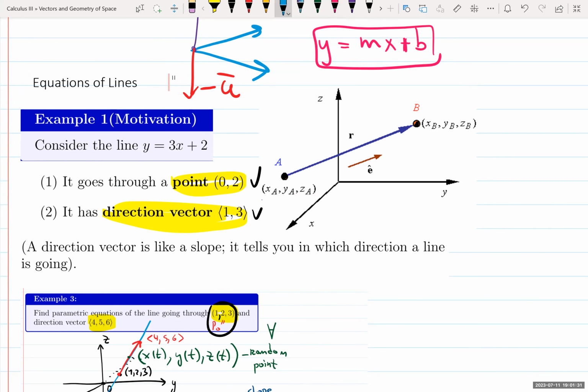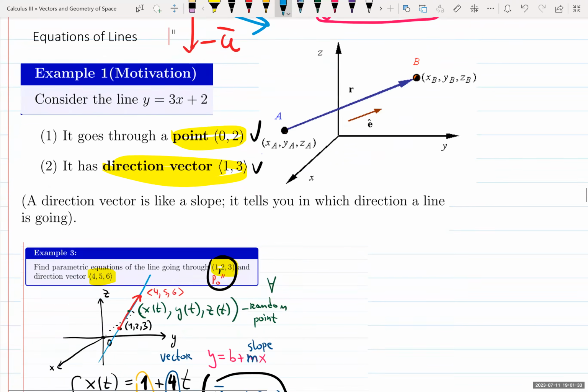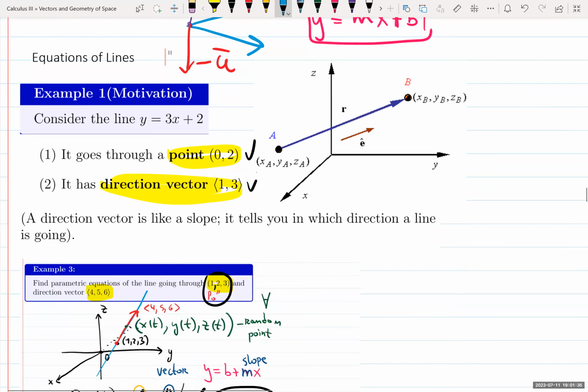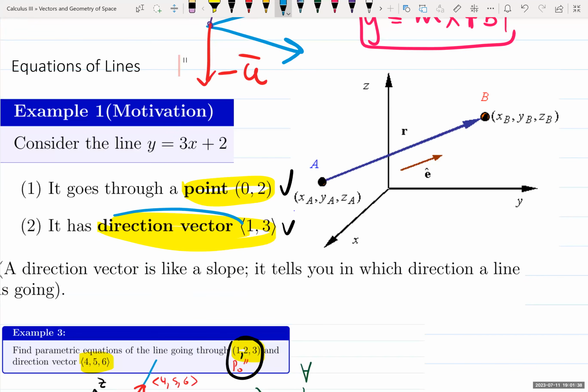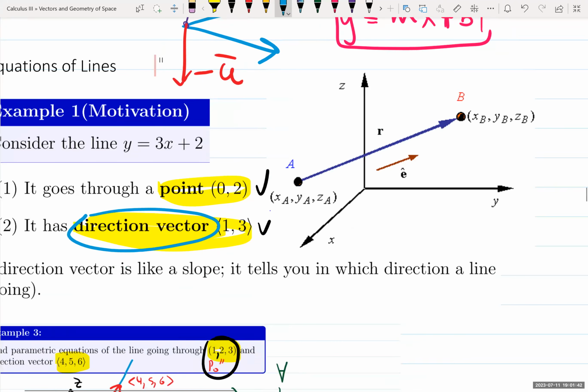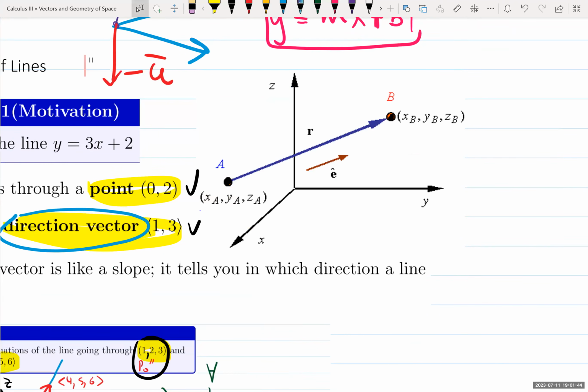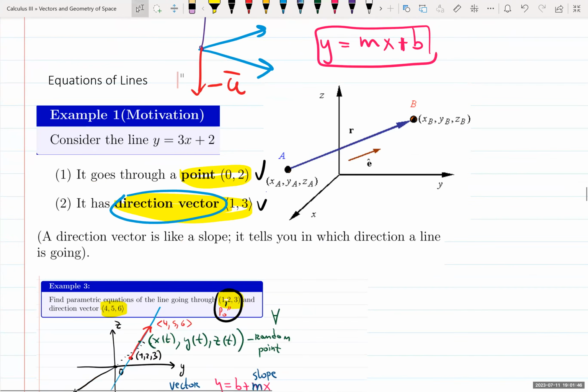The line will be described by a vector. That's why it's so unusual. So there's a directional vector, or direction vector, that points along the line and keeps scrolling through the line. So a direction vector is like a slope. It tells you in which direction a line is going. So you see we had y equals 3x plus 2, like a classical thing. But now how are we going to describe it?